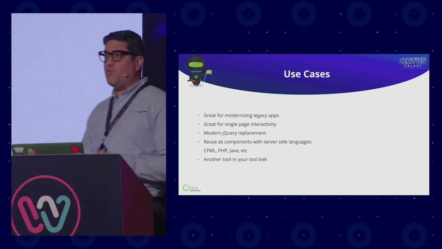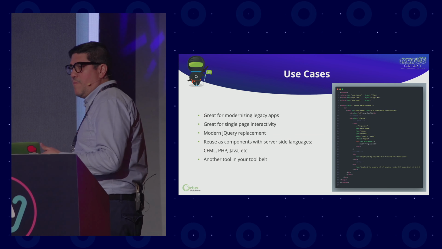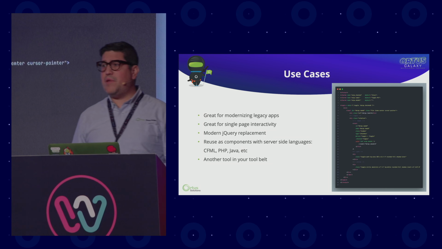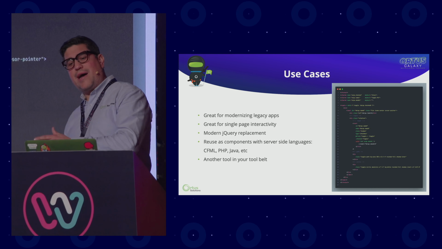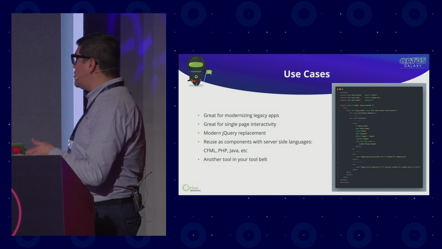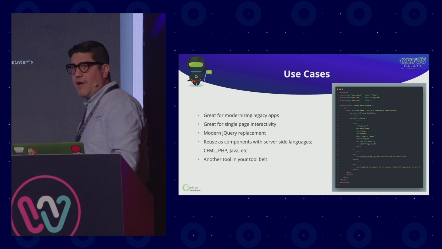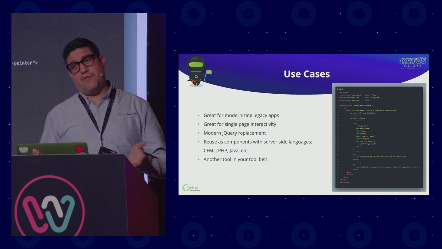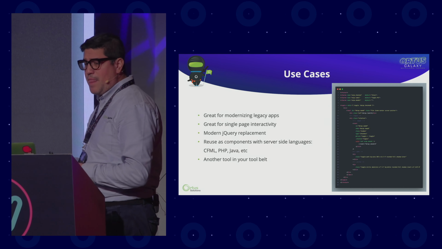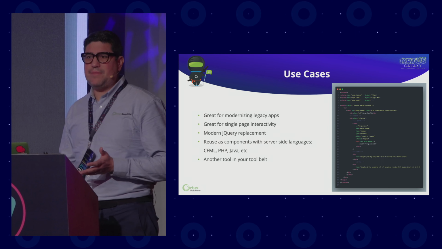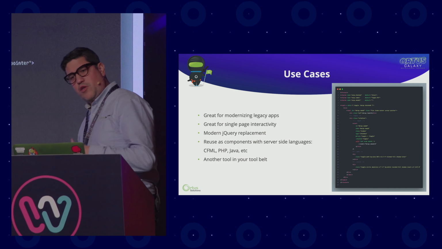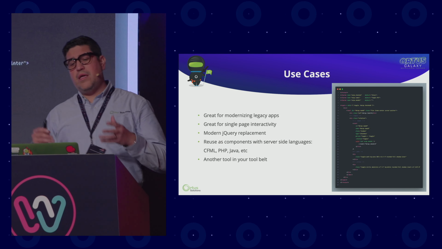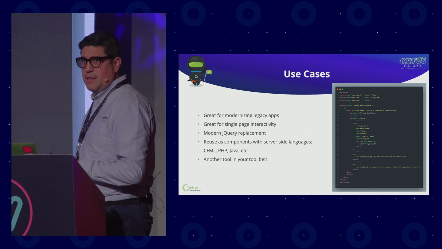And use cases, what do we use this for? Well, we have been using it for a lot of legacy applications, a lot of applications that have already been written, and we need to move them into modern times. We can start sprinkling Alpine in different areas and not worrying about build processes in that sense. We can still use it for single page interactivity, right? And it's a great jQuery replacement, right? So if you want to build single page apps, then you know, use the appropriate tools. But this tool is focused on that specific requirement.